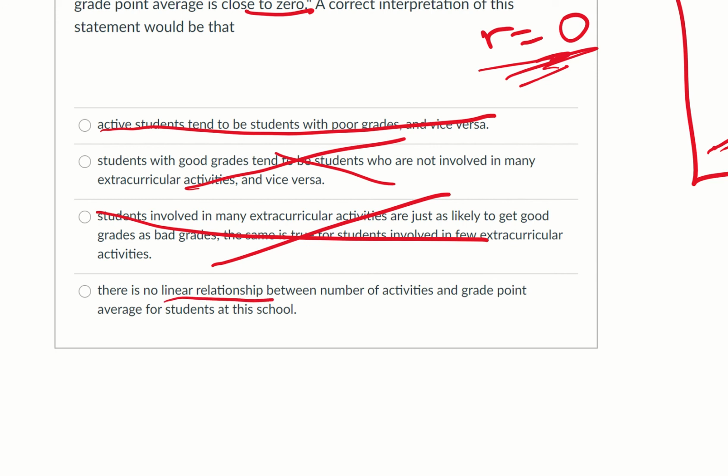There is no linear relationship between the number of activities and the GPA. Exactly what we need. If R is 0, there is no linear relationship. It could be curved. It could be that there's no relationship, period.